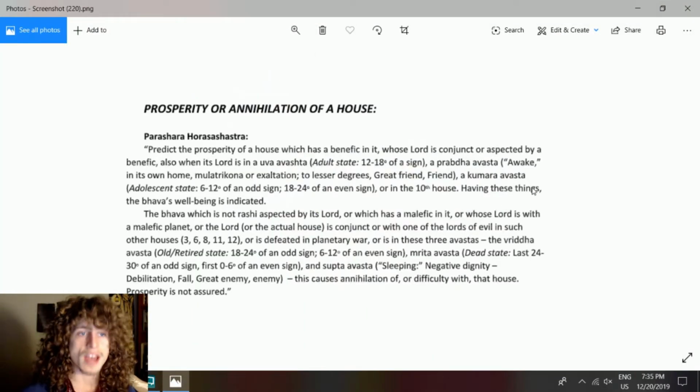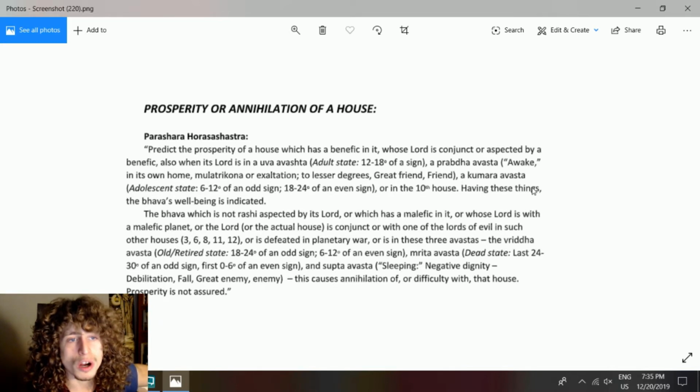So that being said, let's keep in mind that this is a basic chart analysis that we're doing here. I'm trying to show Jim Morrison's astrology through the houses in particular. So we could consider this a class on bhavas, or houses for the Westerners. In particular, we're going to be talking about what Ryan Kurczak considers what we've been given from Parashara Horashastra, regarding the prosperity and annihilation of a house, which we're going to be looking at here.